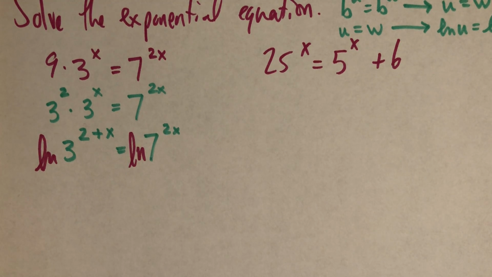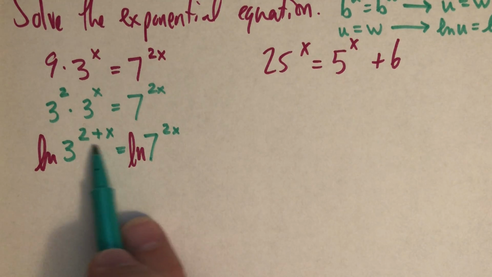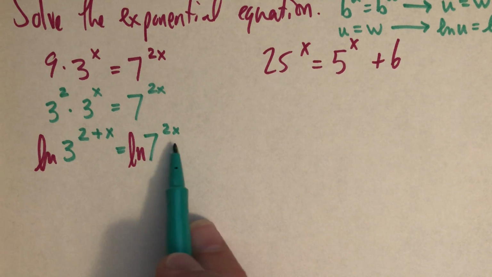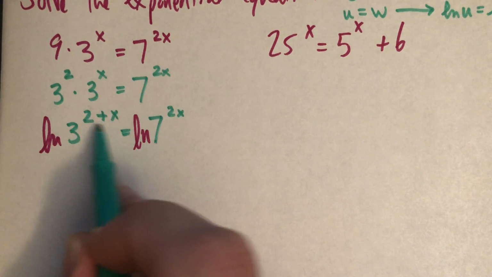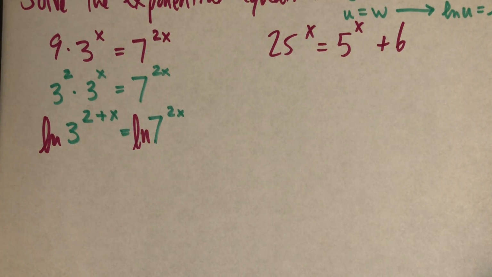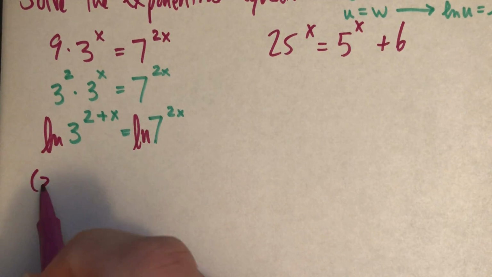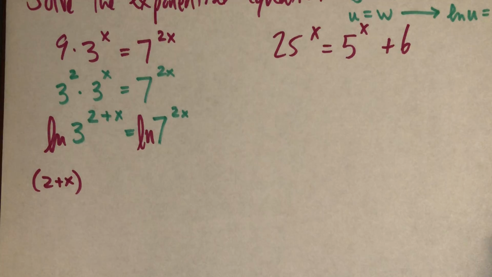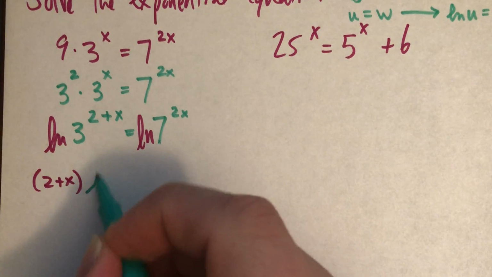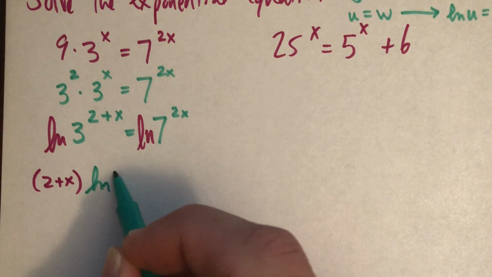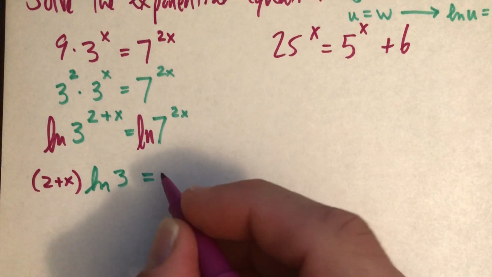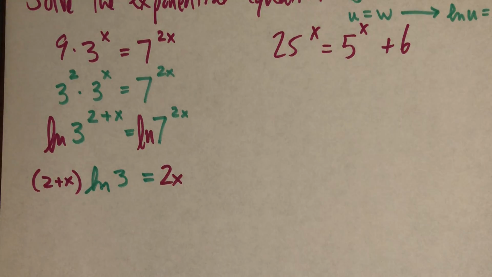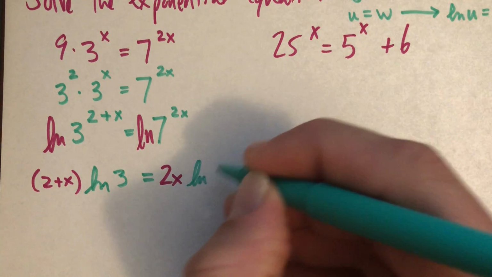Well, that's convenient for us because now we can use that power rule and get our exponents out of that position. We can rewrite these as factors, right? So I'm going to have 2 plus x as a factor in front of this natural log, and also 2x is a factor in front of this natural log.